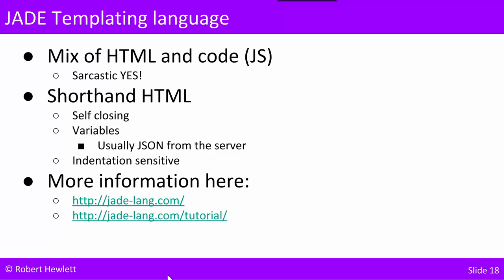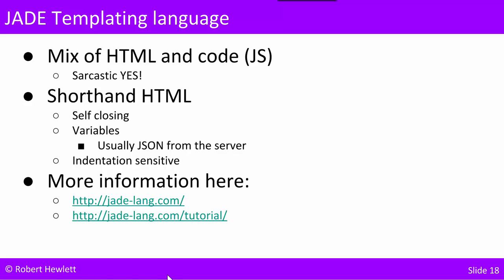Part of what comes with Express is JADE. So the JADE templating language, what's it all about? Well, it's a mix of HTML and code, right? And I say yes very sarcastically because that's what Java Server Pages was about. That's what PHP is about. It's what ASP and ASP.NET are about. It's about mixing code and HTML. And the hope is that maybe we could get away from that.